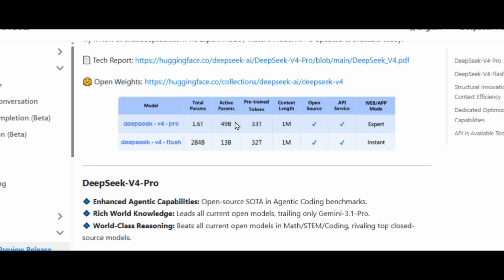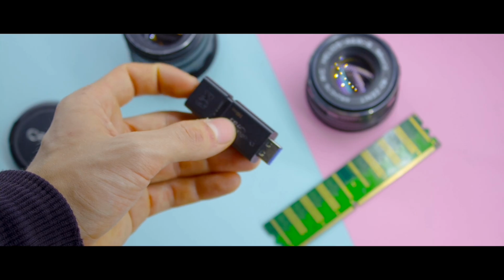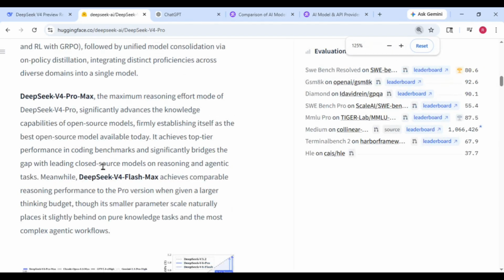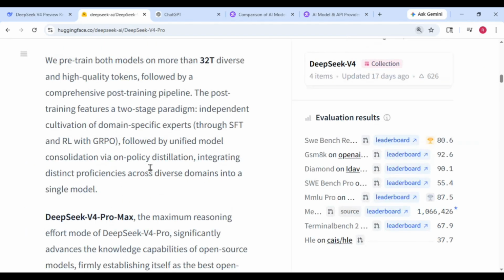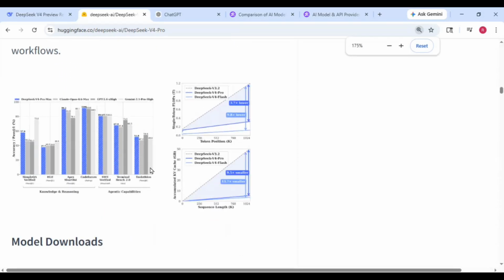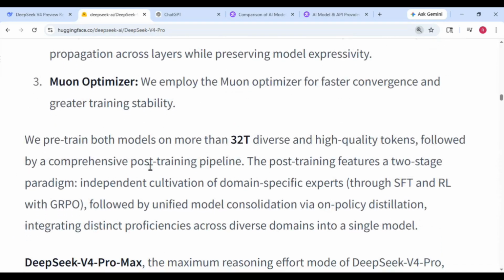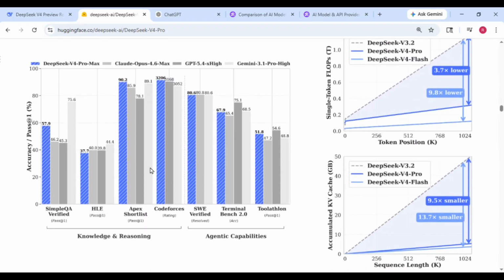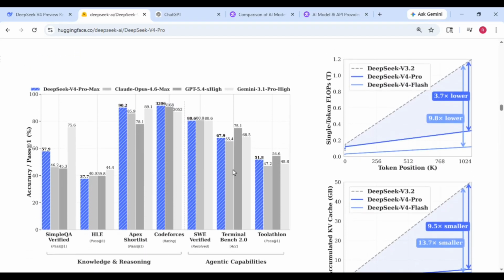And here's why that matters. Context length is basically the AI's short-term memory. It determines how much information the model can read, remember, and process at one time. So the bigger the context, the better the AI becomes at handling long conversations, large documents, research papers, and even complex coding sections.